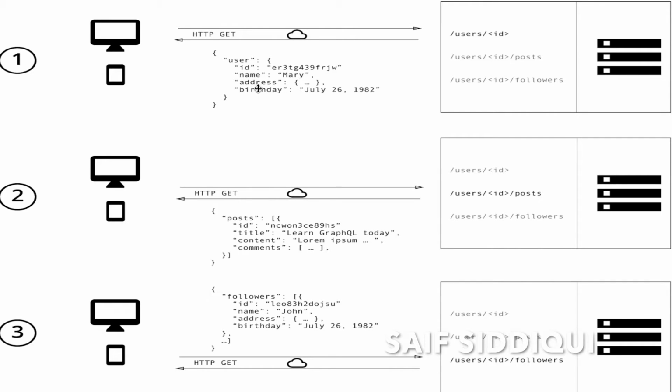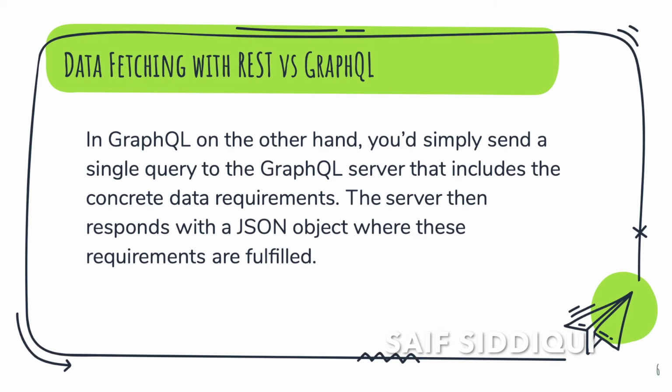So for example, if you see here, I don't require birthday here, but because I am fetching the ID, I am getting birthday data here also. And there can be cases where I want to get much more data, but because of the restrictions of the REST API, I'm not getting that much data. Let us see how data fetching is done in GraphQL.